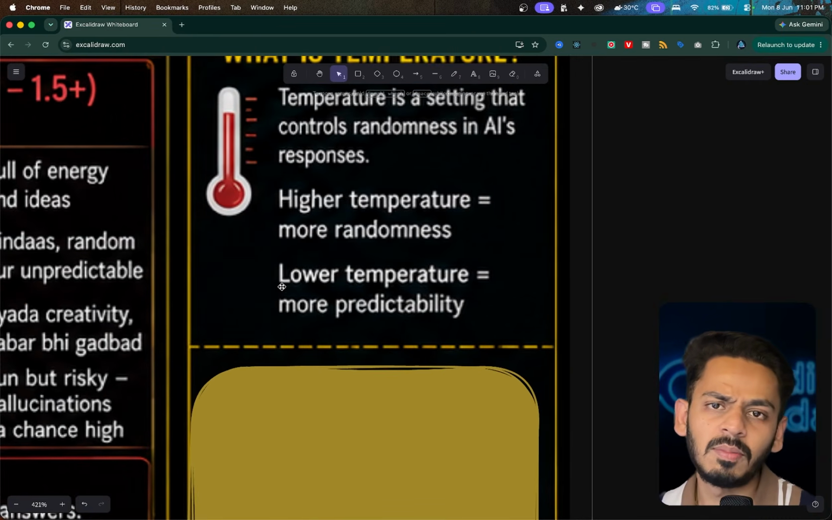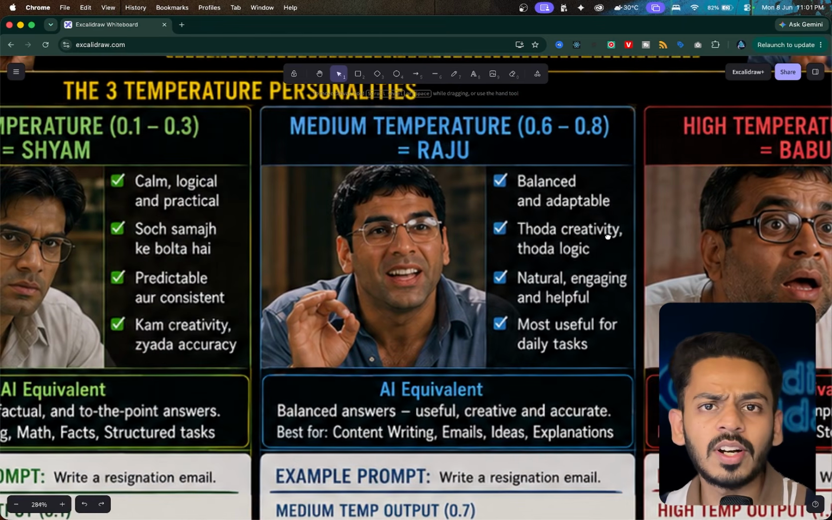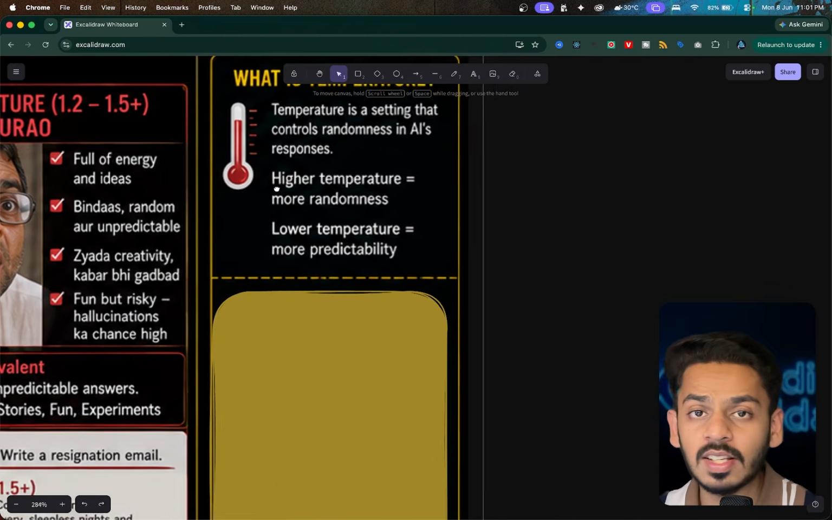Lower the temperature, more predictability. Whereas we had Shyam, where the temperature was very low, around 0.1 to 0.3. Hence, we were more predictable in the way Shyam would give us the response.